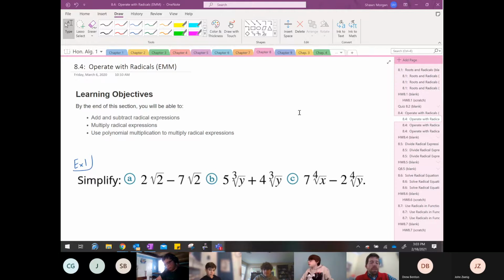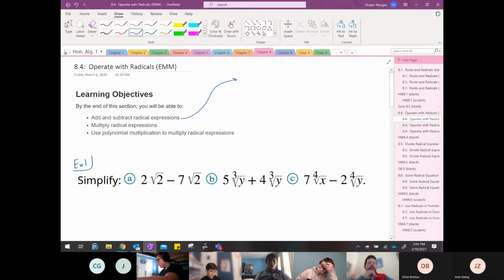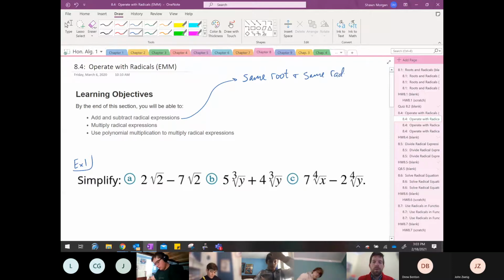But anyway, as I was saying, we're going to add, subtract, multiply, divide radicals today, okay? And so there's a couple of basic notes. First thing that we're going to mention about adding and subtracting radicals, I want you to write this down, is that to add and subtract radicals, you have to have two things. There's two requirements. You got to have the same radicand and the same root, okay? So the same root and the same radicand.